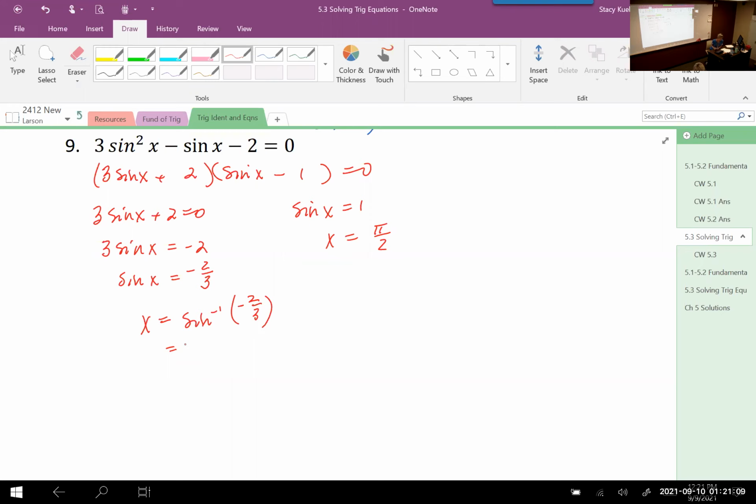0.7297. Is it positive or negative? Negative. Okay, so -0.7297. Are you in radians? Yes, we're in radians.